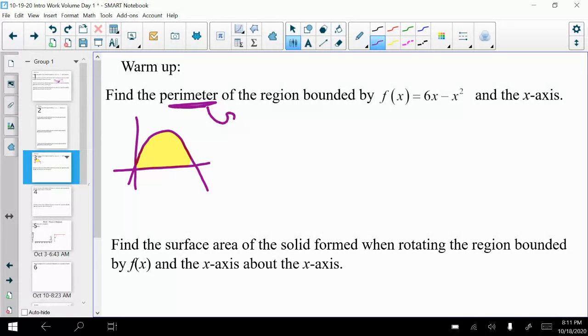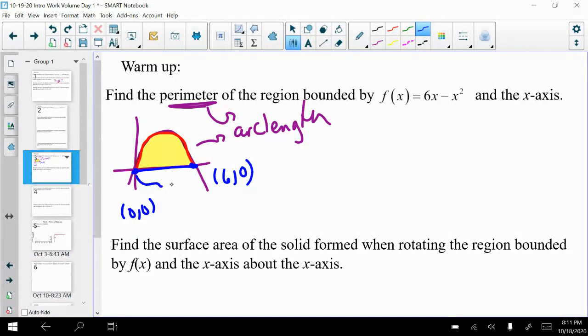So perimeter, remember, we need to use our arc length formula. But we don't want to forget the arc length is only going to give us this guy. And to close off our perimeter, we actually need this guy too. This guy's super easy because 0, 0, 6, 0. You could Pythagorean theorem it, whatnot. It's a straight line, left minus right. That's just 6. It's a horizontal line, so there's no slope even.